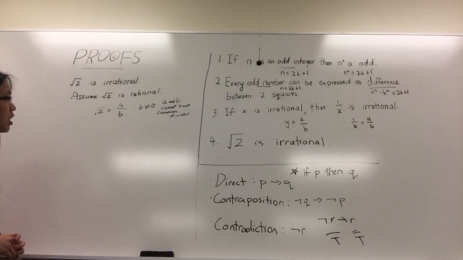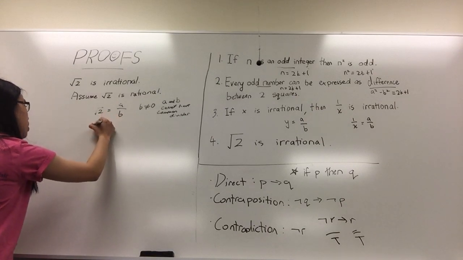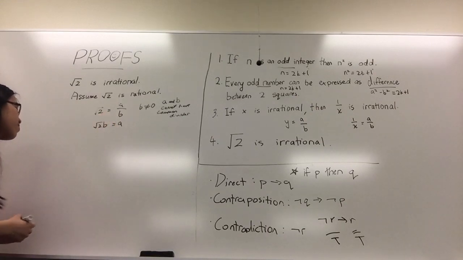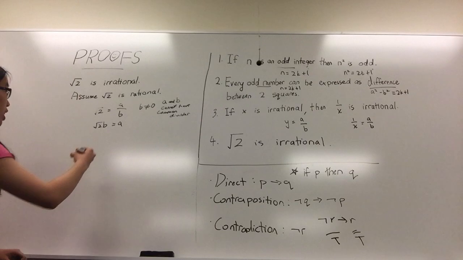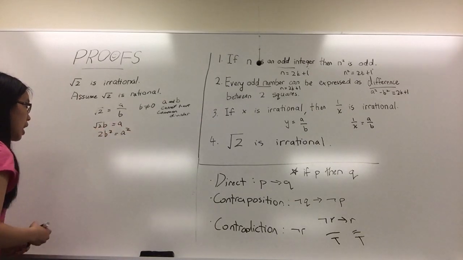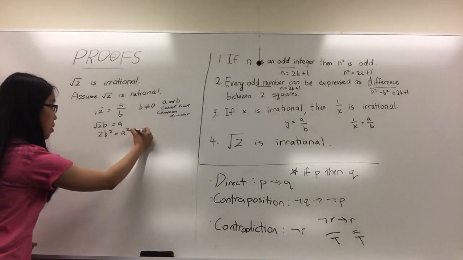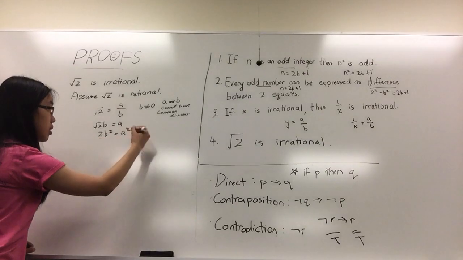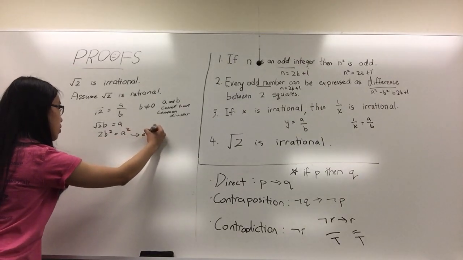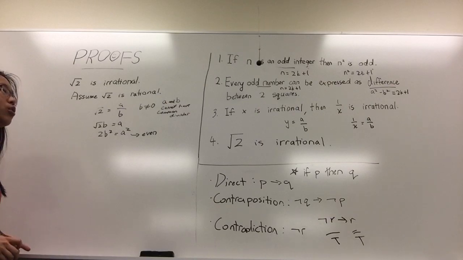Let's rearrange it a bit. Square root 2 times b is equal to a. I think we can try squaring both sides because we have this square root. So we have 2b squared is equal to a squared, and it means that a squared is even because it can be expressed as 2 times something. Given that a squared is even, what do we know about a?